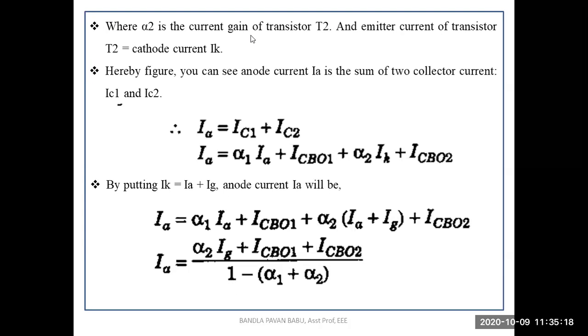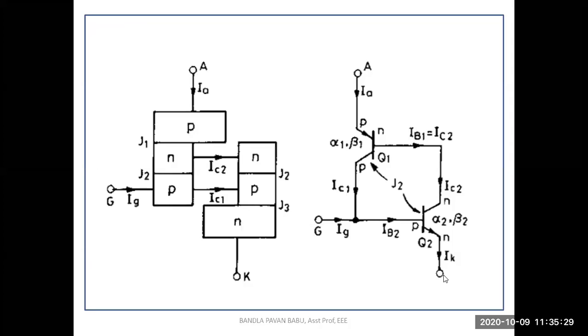Next, alpha 2 is the current gain of the transistor T2, as already mentioned here, and the emitter current of the transistor T2 equals the cathode current IK. So this is the emitter current for the second transistor, and for the first transistor the emitter current is IA. Both the base and collector of the transistors are interconnected here. That means for the first transistor, the collector terminal is connected to the base of the second, and for the second transistor, the collector terminal is connected to the base of the first transistor.